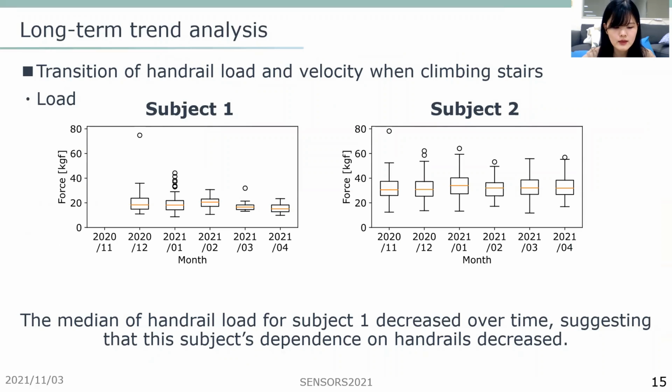Next, I will explain the results of long-term data analysis. We performed a trend analysis of maximum loads applied to handrails during stair climbing. The left figure shows the load for subject 1 and the right shows subject 2. The median handrail load for subject 1 decreased over time, suggesting that this subject's dependence on handrails decreased.